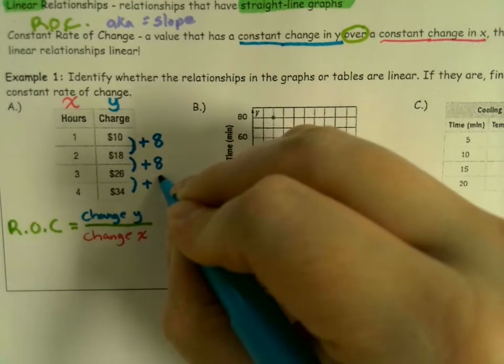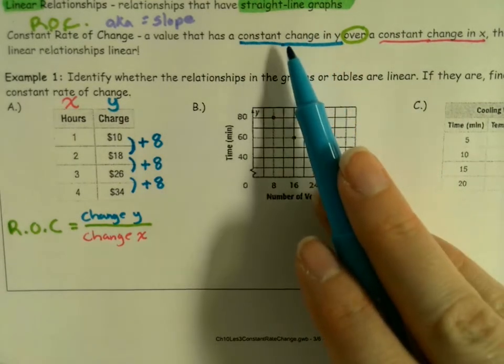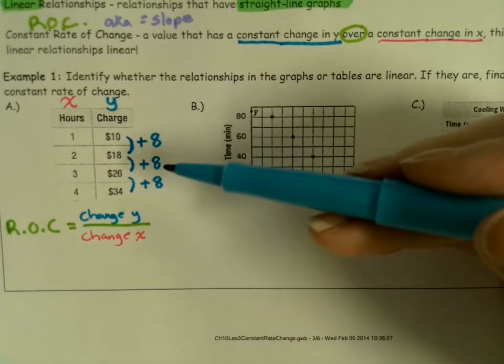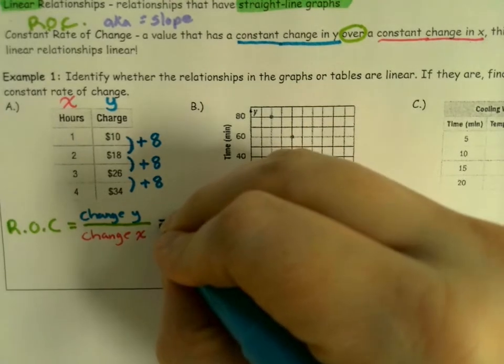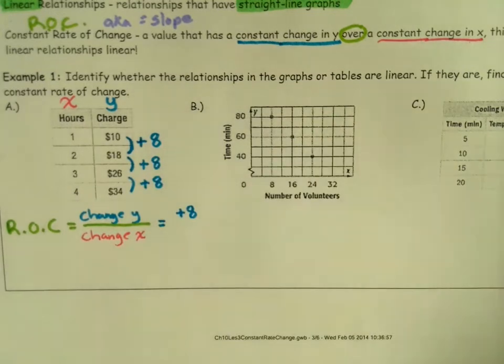Okay, so notice, remember before I said it has to have a constant change in y. Is this consistent? Yeah, they're all the same value of change. That's a good thing. So we're going to go ahead and put down that this is a positive 8 at the top of my fraction.